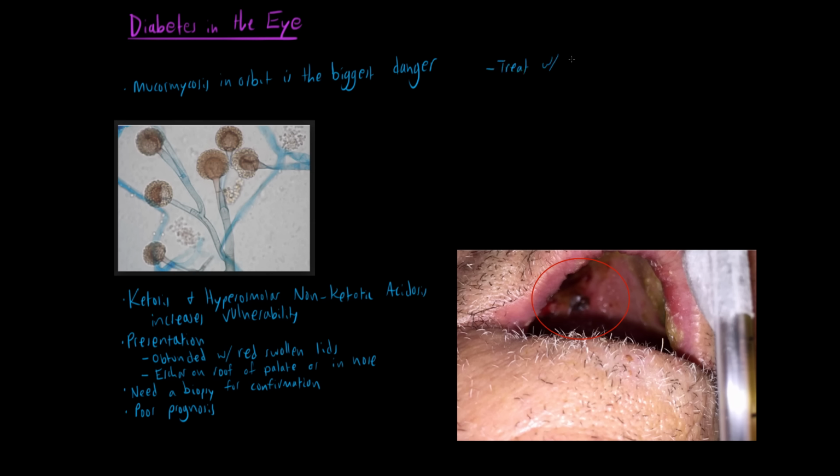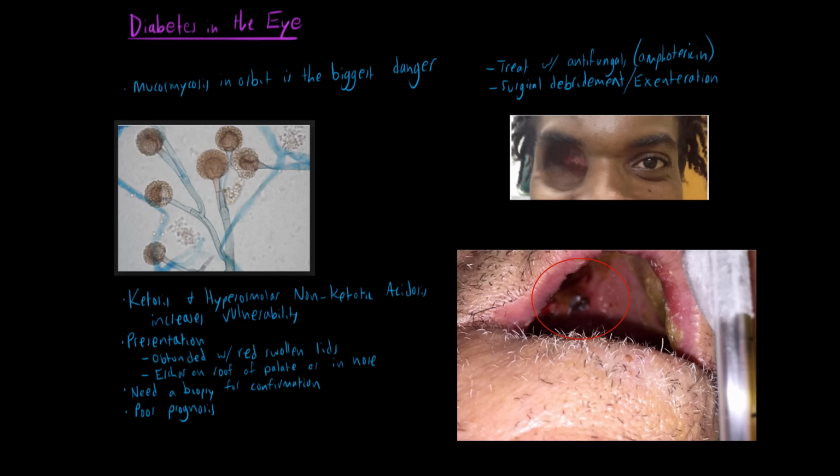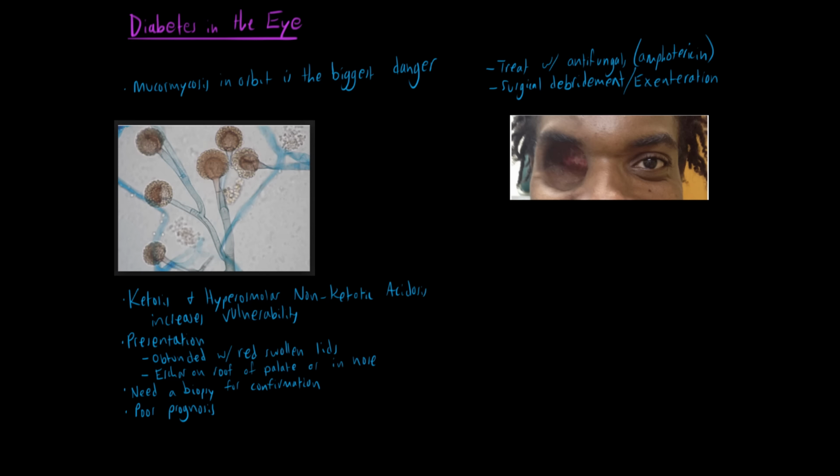The infection is treated with antifungals like amphotericin and aggressive surgical debridement, which invariably includes exenteration, which is removing all of the soft tissues in the orbit and the eyelids. Other involved facial structures are often sacrificed as well.